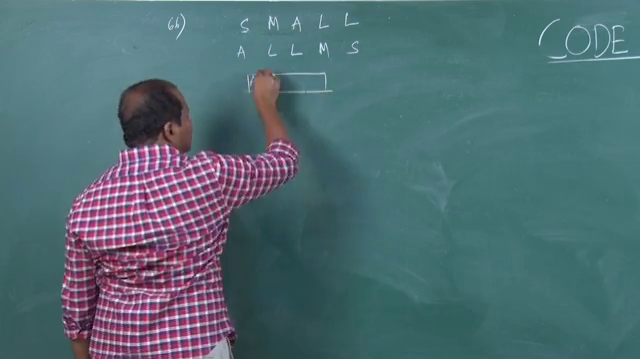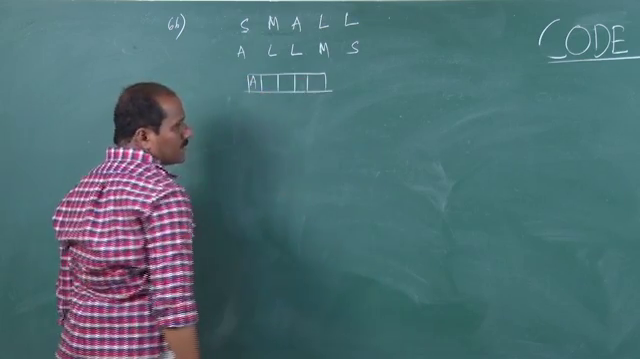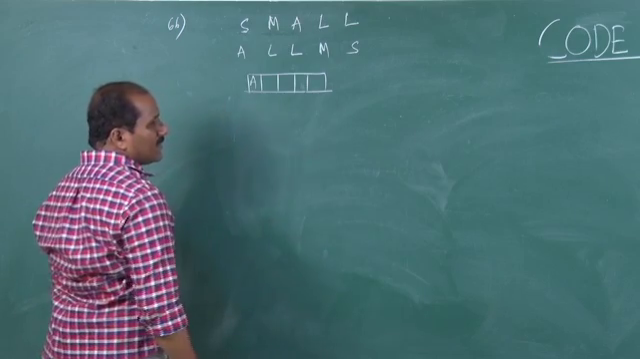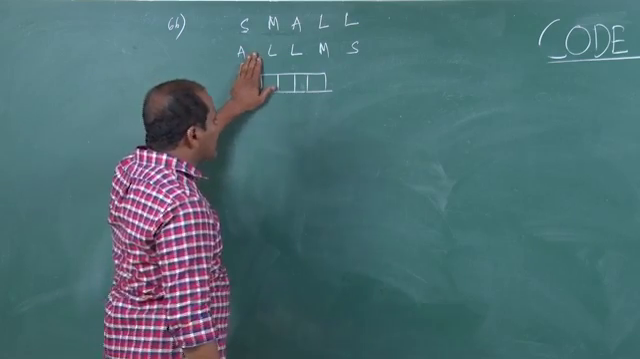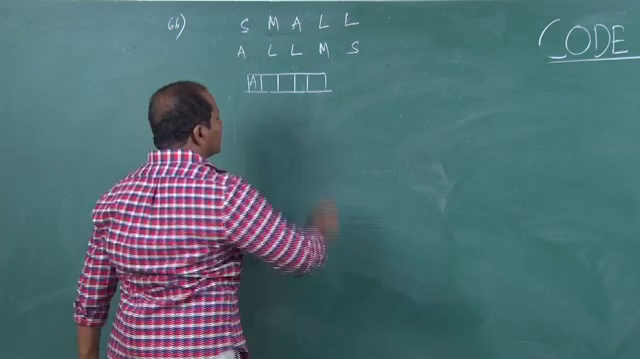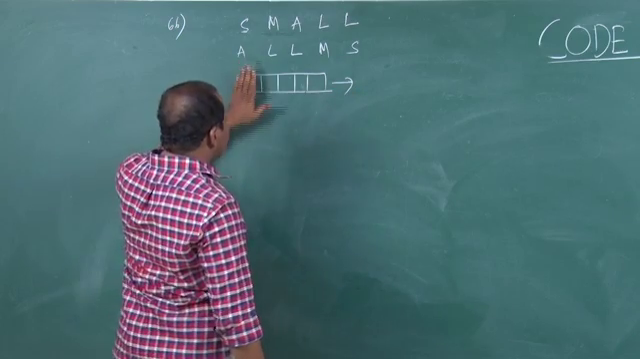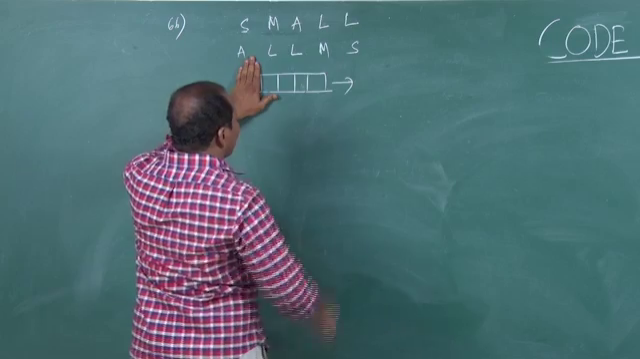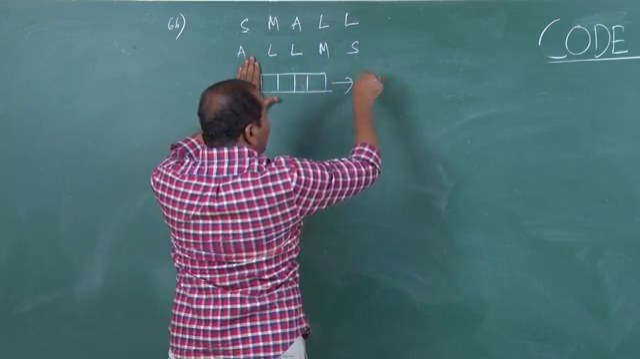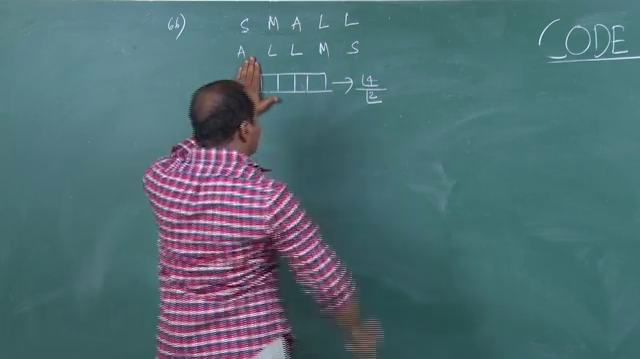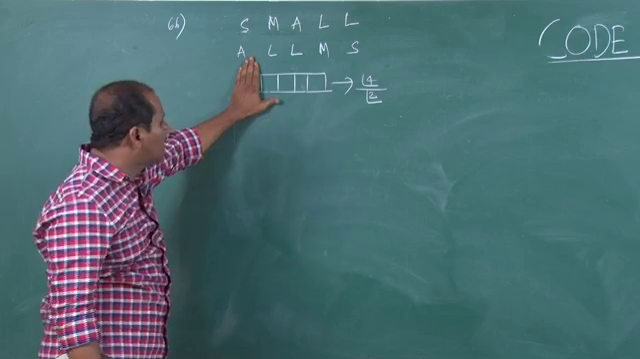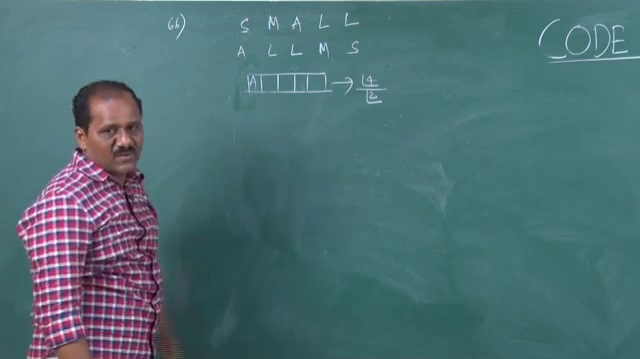Number of arrangements starting with A. Totally this is a 5 letter arrangement. Any arrangement starting with A comes before S. So, these are arrangements starting with A. When A is fixed here, the remaining 4 letters can be arranged in 4 places, out of which 2 are repetitions. So the number of arrangements is 4 factorial by 2 factorial.